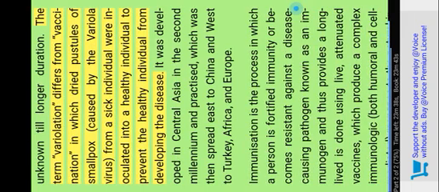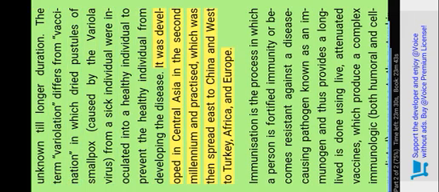The term variolation differs from vaccination, in which dried pustules of smallpox caused by the variola virus from a sick individual were inoculated into a healthy individual to prevent the healthy individual from developing the disease. It was developed in Central Asia in the 2nd millennium and practiced, which was then spread east to China and west to Turkey, Africa, and Europe.